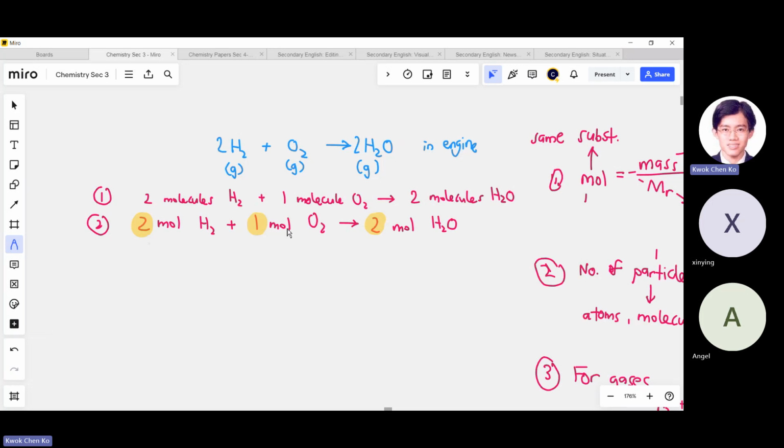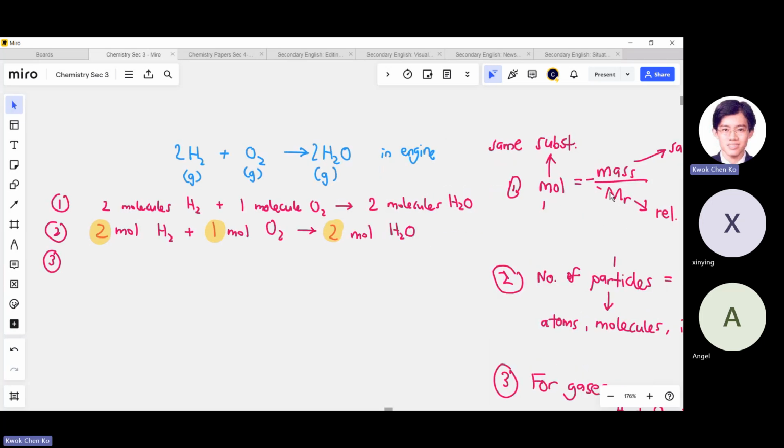I can rewrite this another way. Let's look at the third interpretation, but this one is very unwieldy. 2 moles of H2. What's the mass? Yes, 2 grams. Look at this formula: mass equals mole times mR. mR for H2 is 2. I hope you all can see that. So it's 2 grams, no?